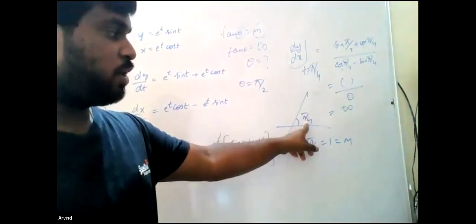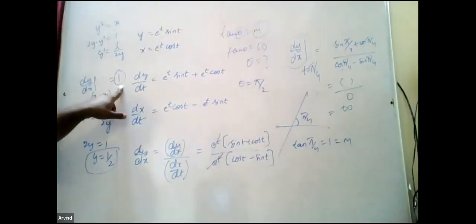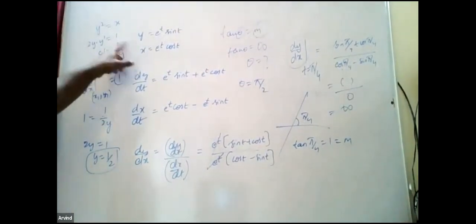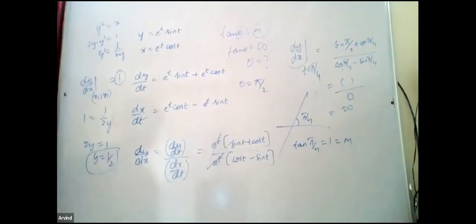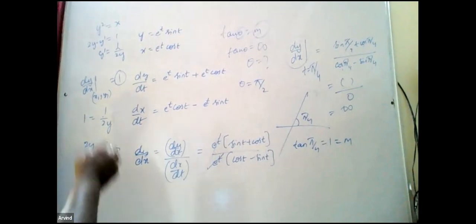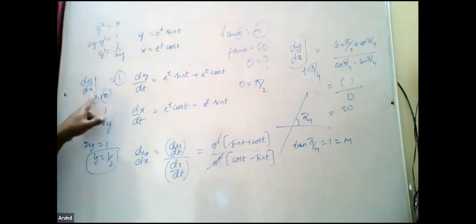I repeated, the angle pi by 4 was given, so you can find the slope. Slope is 1. So dy by dx at x1, y1 is 1. Then differentiating, you got this. So 1 is equal to this. Simplified, y is equal to 1 by 2. Still you have to find x1. We have found y1, but we have not found x1.